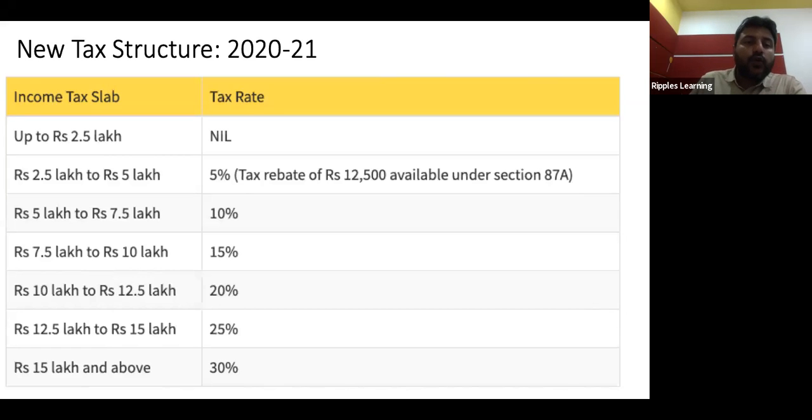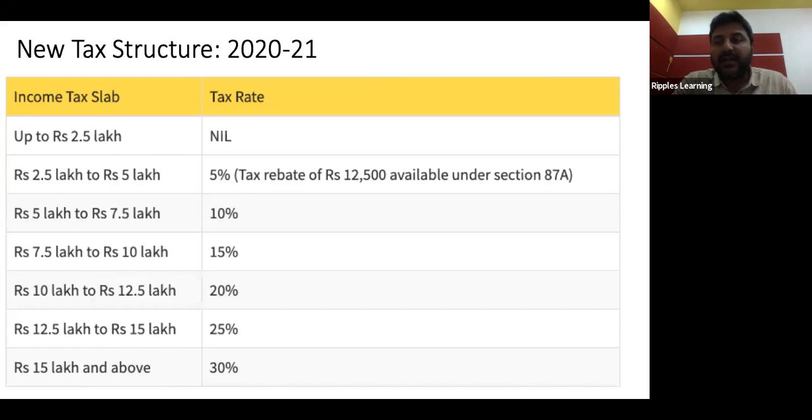Here, 0 to 2.5 is nil, 2.5 to 5 is 5 lakh, and the same 87A that I explained in detail also applies in here, right? 5 to 7.5 is 10%, 7.5 to 10 lakhs is 15%, 10 to 12.5 lakh is 20%, 12.5 to 15 lakh is 25%, and people earning 15 lakh and above now pay 30%, right? 30% in the old slab was being paid by people earning more than 10 lakhs.